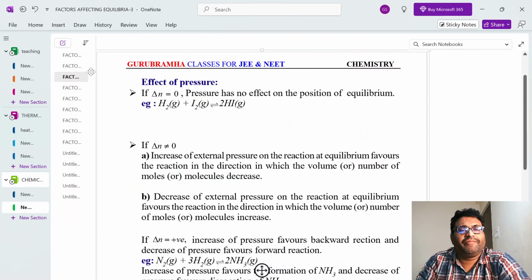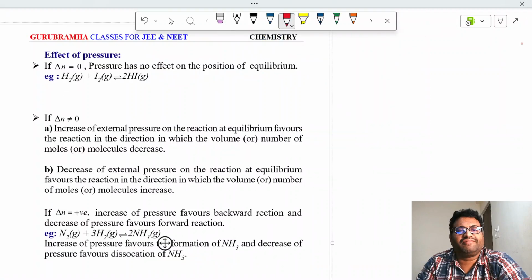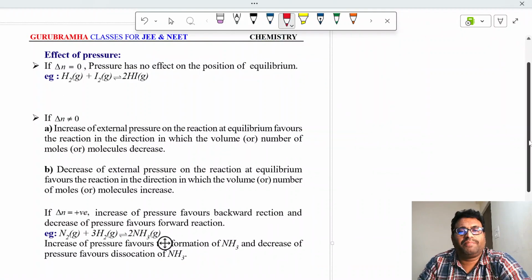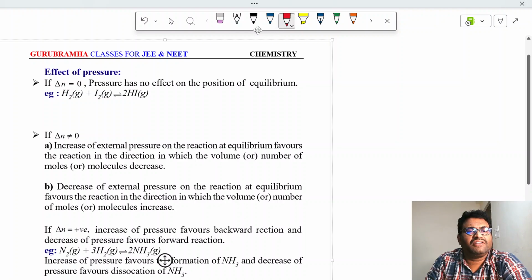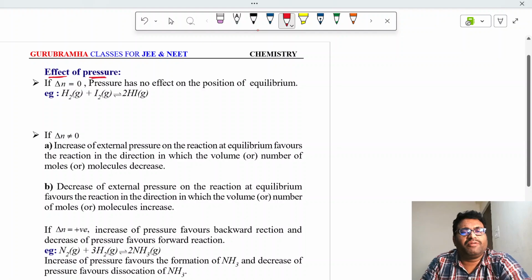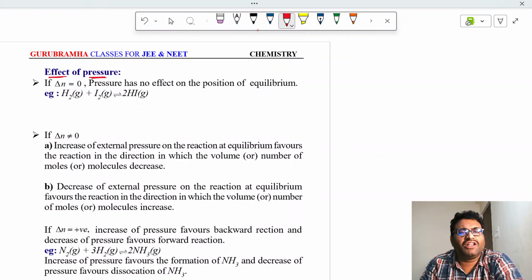Next, let us see how pressure affects the equilibrium state. No doubt, pressure is one of the characteristics that determine the equilibrium position. If you change the pressure, the equilibrium automatically changes.